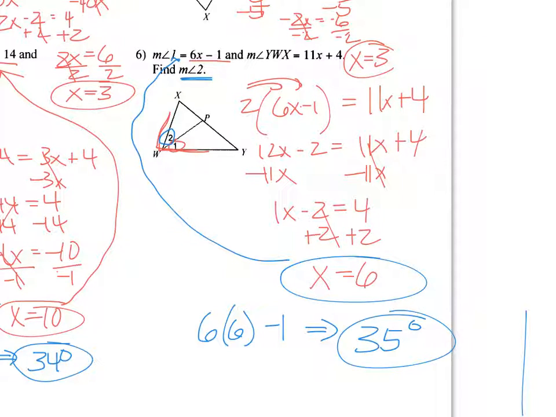Another thing you can do is go back and make sure that works for both parts. If I take 6 and plug it into the big angle, 6 times 11 is 66, plus 4 would be 70. So the whole angle is 70. If the small angle is 35 and the other small angle is 35, what's 35 plus 35? That gives me 70, which is what I got when I plugged it into the big angle. Again, it's a good way to check your answers to make sure you've done it correctly.